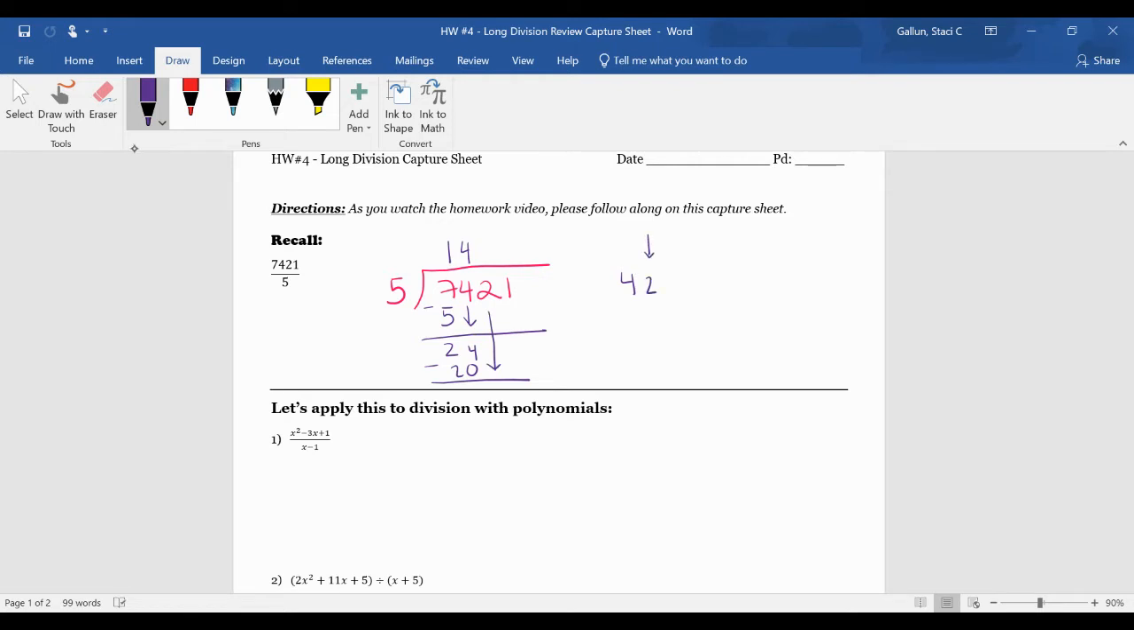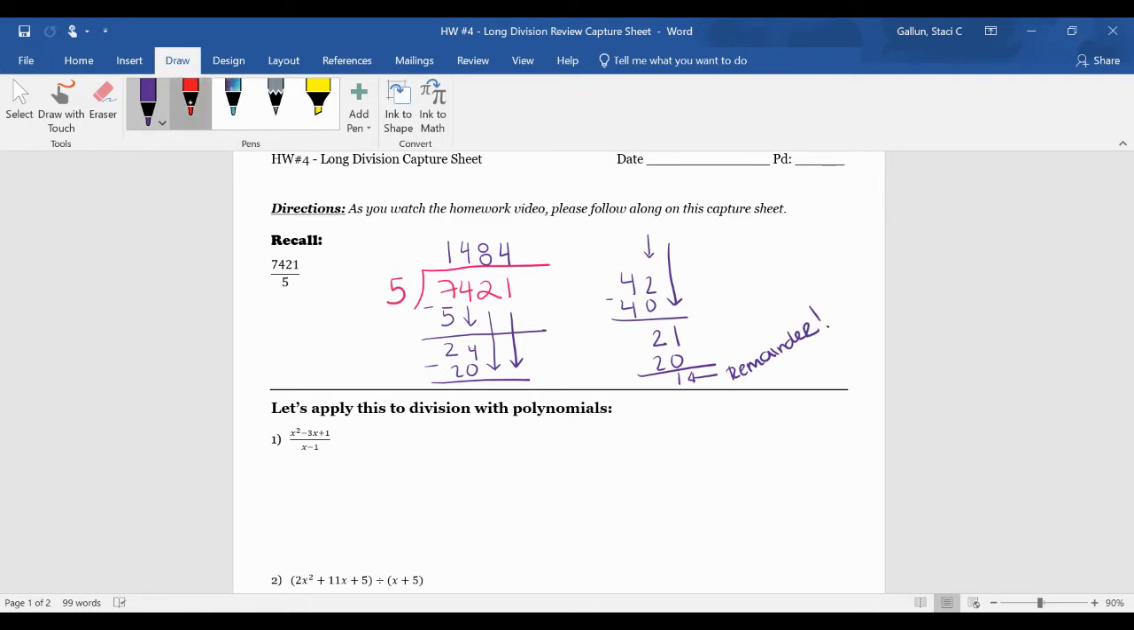Okay, 5 goes into 42. It doesn't go in evenly, but 5 times 8 gives us 40. So we'll go with that. That's close. 8 times 5 gives us 40. Subtract gives us 2, and I'm going to bring down this 1. That's my last number. 5 goes into 21 4 times, still not evenly. 4 times 5 gives us 20, and I'm left with 1. I'm done. I've got nothing else to bring down. That is our remainder.